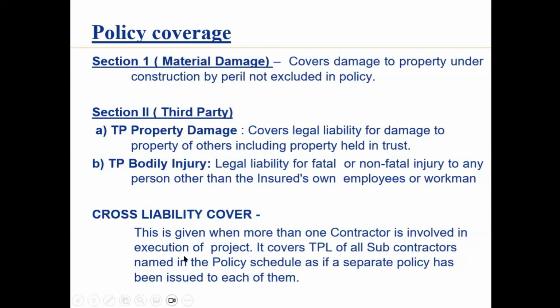In that case, instead of giving third party cover to each contractor, simply a cross liability cover is given under the policy, and it covers TPL of all subcontractors and other contractors which are working at site, which are named in the policy. Their name has to be mentioned in the policy. Unnamed contractors cannot be covered. Then it will be treated as if a separate policy has been issued to each one of them. So it solves the problem. It works as if a separate policy is given to each contractor. So it takes care of the multiple interests of multiple contractors.